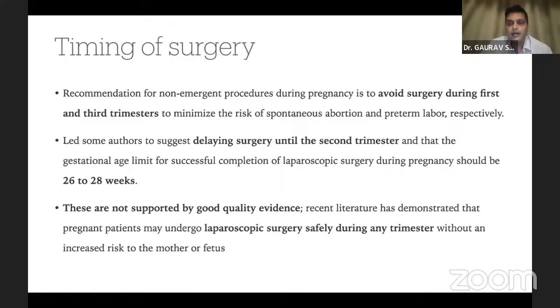The first trimester, usually the school of thought was that the pregnancy is still not set, hasn't implanted, and hasn't had that support as it should. And in the third trimester, people said, oh, the uterus is too big. Why do we need to intervene right now? Let's just wait till she delivers. So right now, the school of thought is that all these what I just said are not really supported by good quality evidence. And recent literature has suggested that laparoscopic surgery is safe during any trimester.